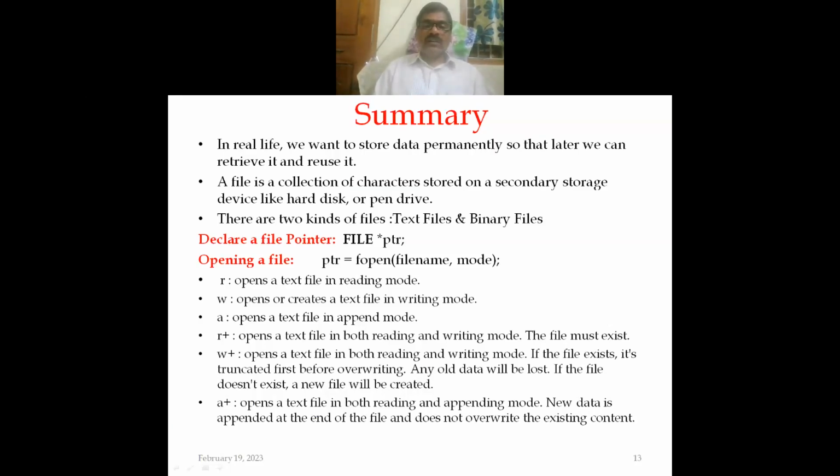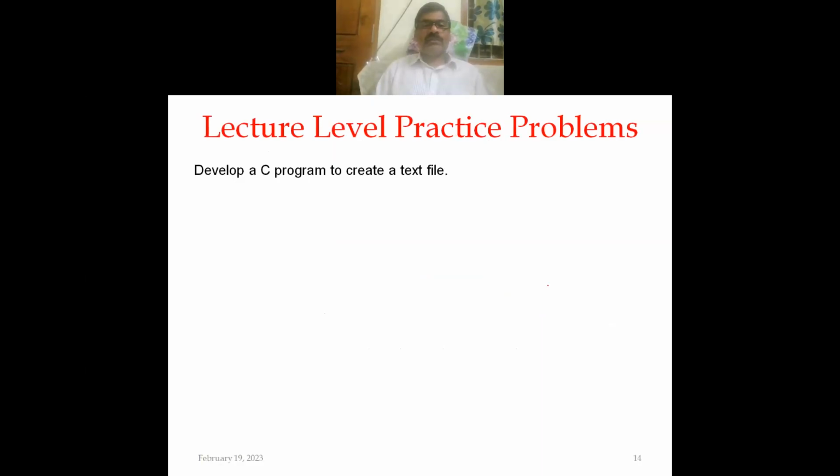ptr is equal to fopen, and then we can use here the file name and mode. These are the 6 different modes we have seen: r read only, w write only, and a for append only mode, and r plus, w plus, a plus. These are the additional modes provided. If you want to open a binary file, you have to make use of rb, wb and ab. If you use b as a prefix, then it is called binary file opening modes. Fine.